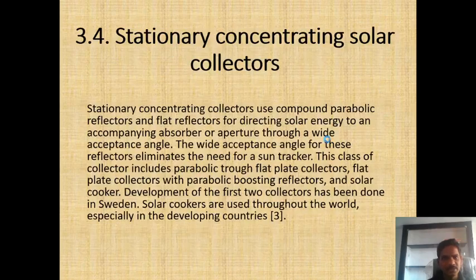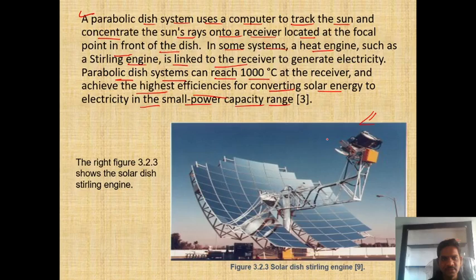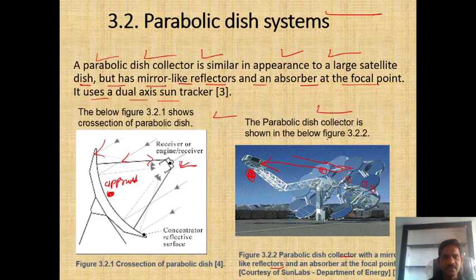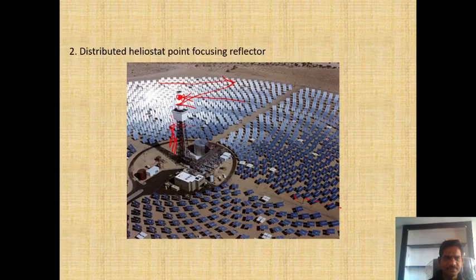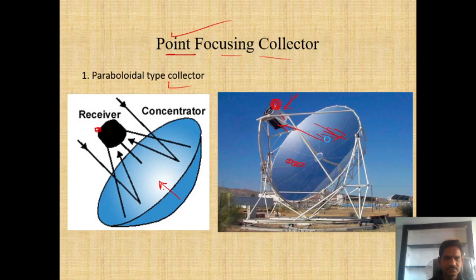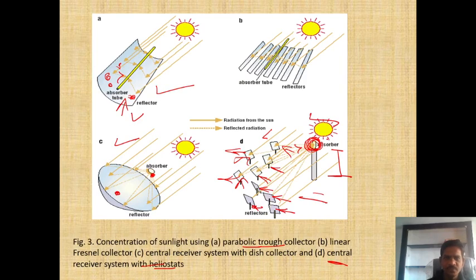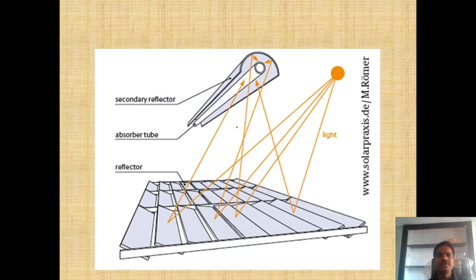Now our last collector is left, that is called the Fresnel lens collectors. So very simple, this one is called the stationary concentric collectors. Means we completed A, C and D, and now this is our last one: what is a linear Fresnel collector? So this is also very simple, guys, this one.